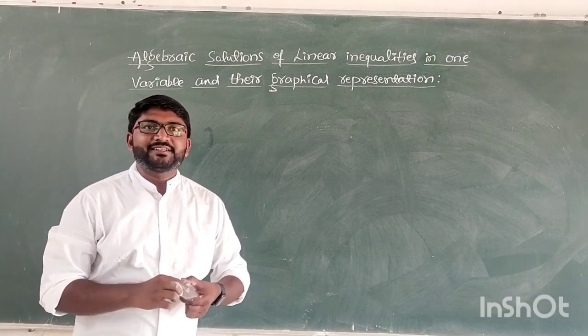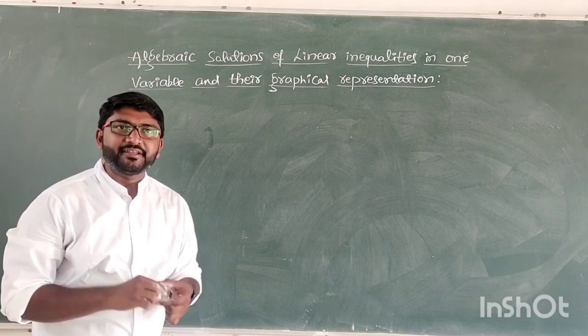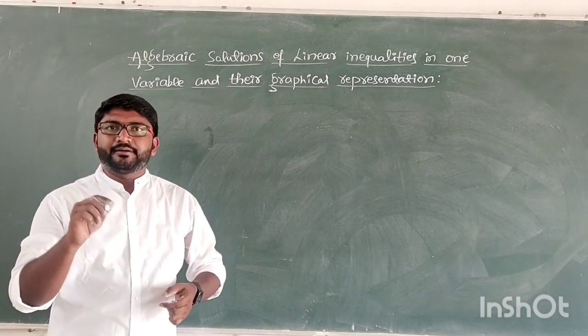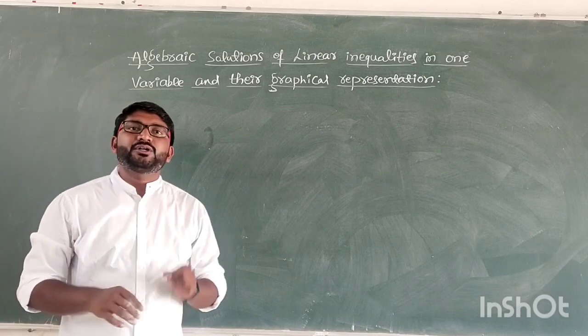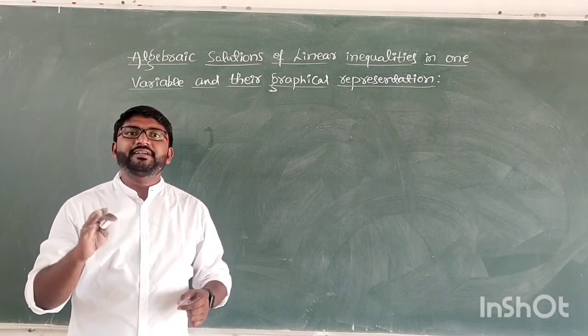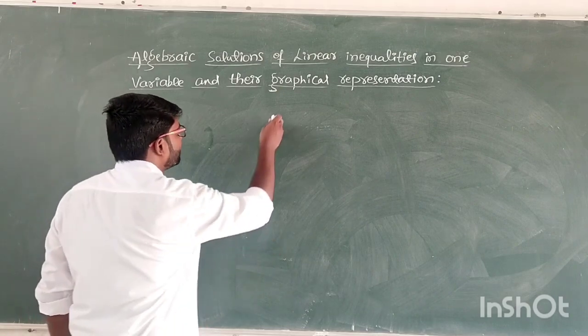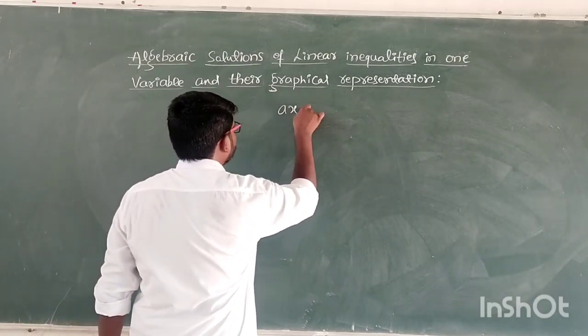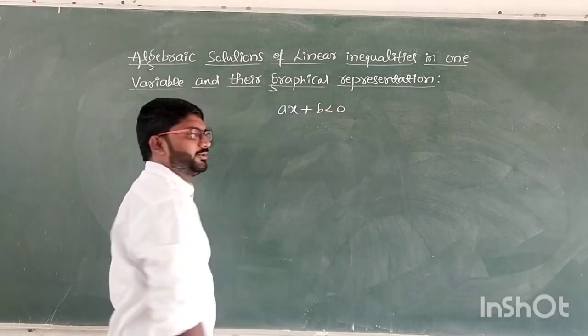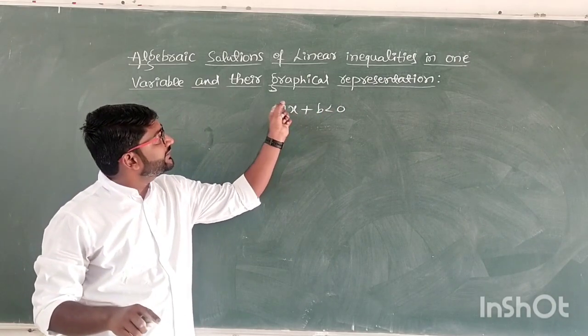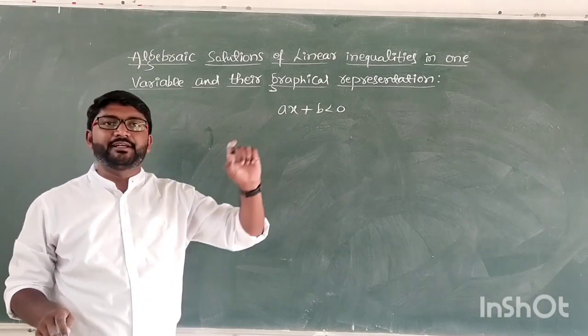Well, the next concept is algebraic solutions of linear inequalities in one variable and their graphical representation. So we have two important rules for solving linear inequalities in one variable. Linear inequality in one variable means ax plus b less than 0. So here only the variable is x. So that is why this is a linear inequality in one variable.